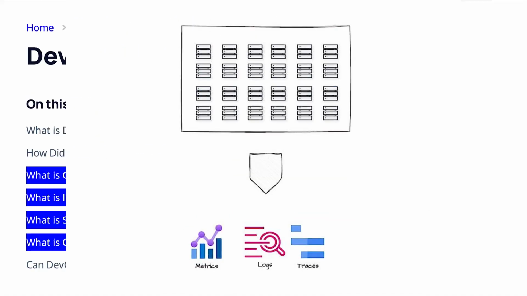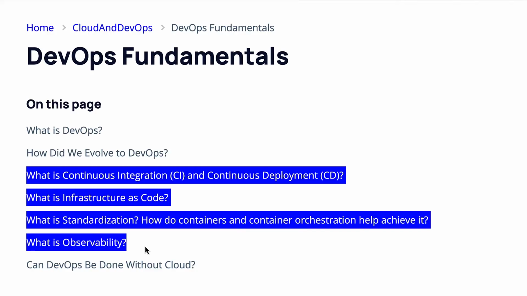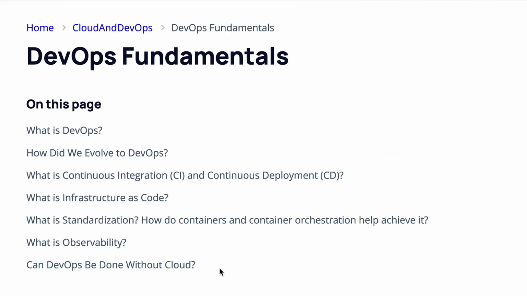We will be discussing each of these with a lot of examples, and we'll be looking at several tools which will help you to implement these as well. So we'll be understanding continuous integration, continuous deployment, continuous delivery, infrastructure as code, Docker, Kubernetes, and also observability. After that, we will be talking about, can DevOps be done without cloud? This will be a very interesting section where we'll get introduced to the most important concepts in DevOps.